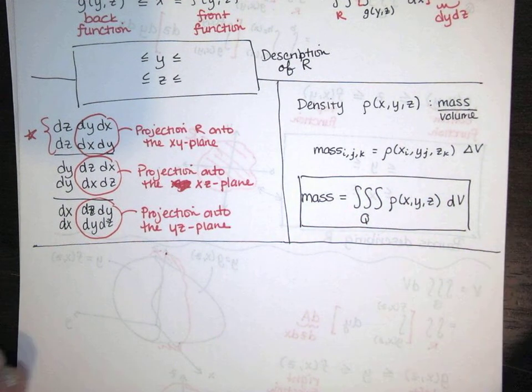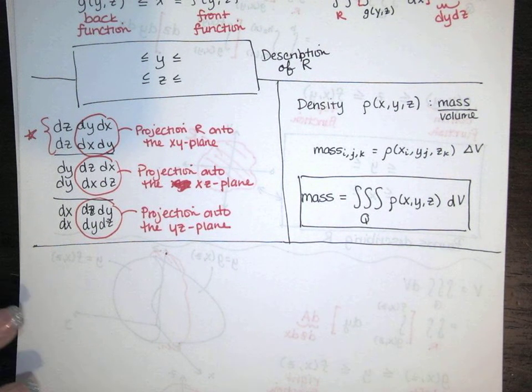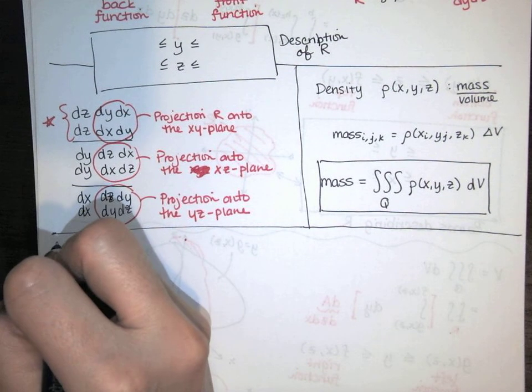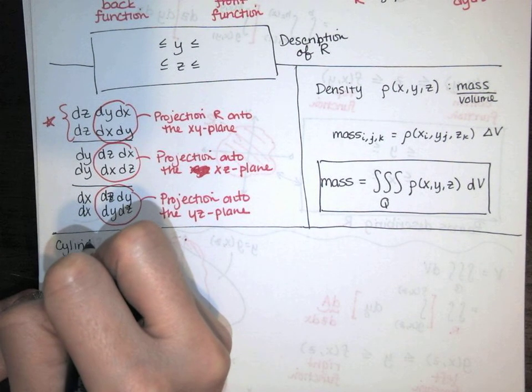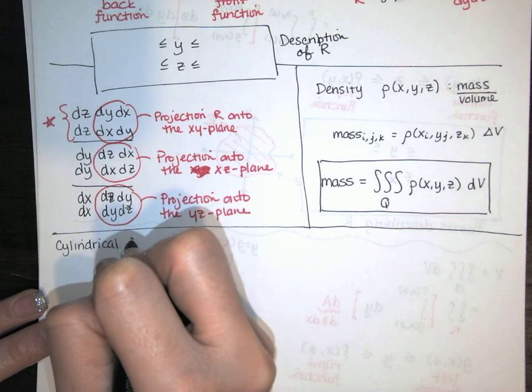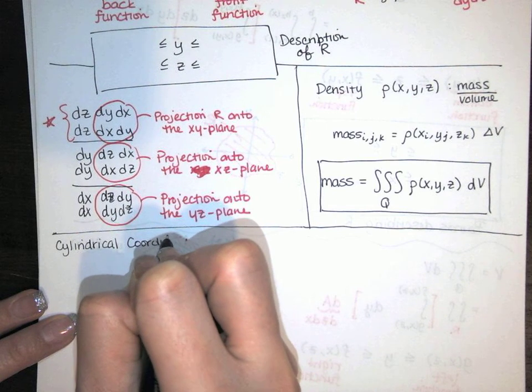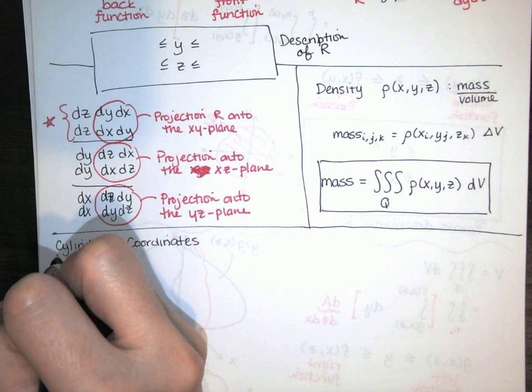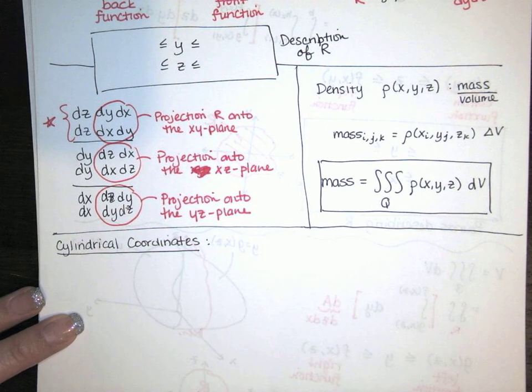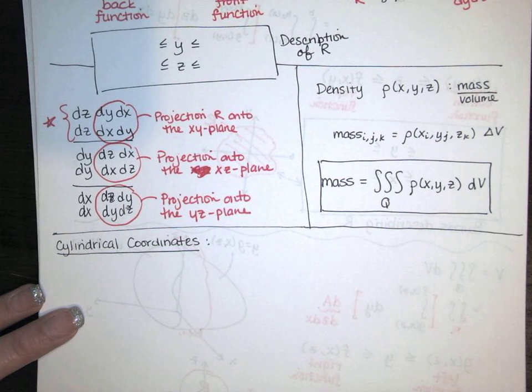Now, so we've reviewed the main ideas. Now let's talk about cylindrical coordinates. Cylindrical coordinates are just another coordinate system, like rectangular coordinates, but cylindrical coordinates are a way of describing triple integrals.